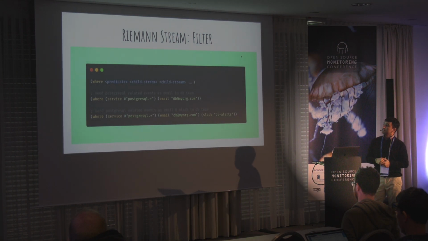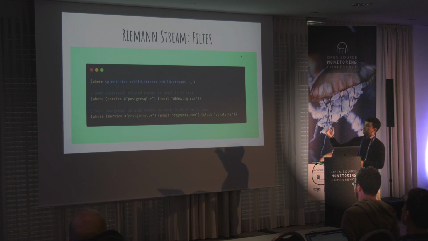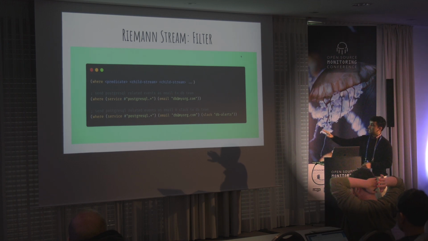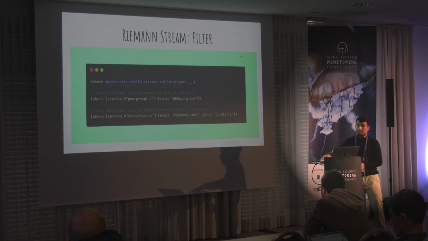If we look at the where stream, it accepts a predicate, and it can accept any number of child streams. Here, the predicate is matching the service name, and the child stream is email. Similarly, in the second example, the child stream is sending email as well as sending a Slack message. So you can build a whole pipeline just by writing Clojure code.